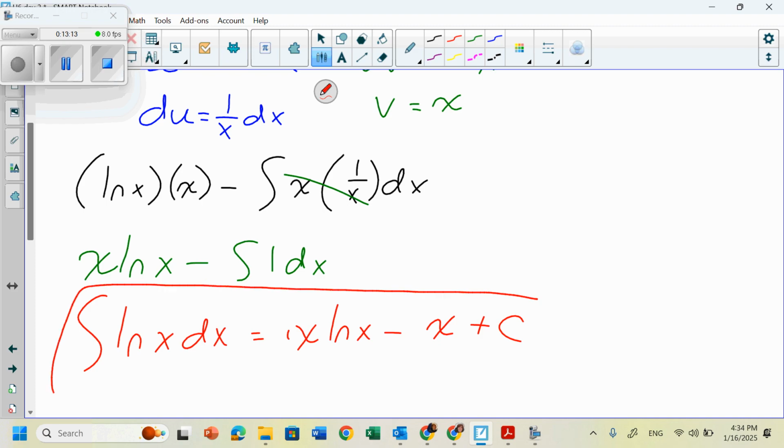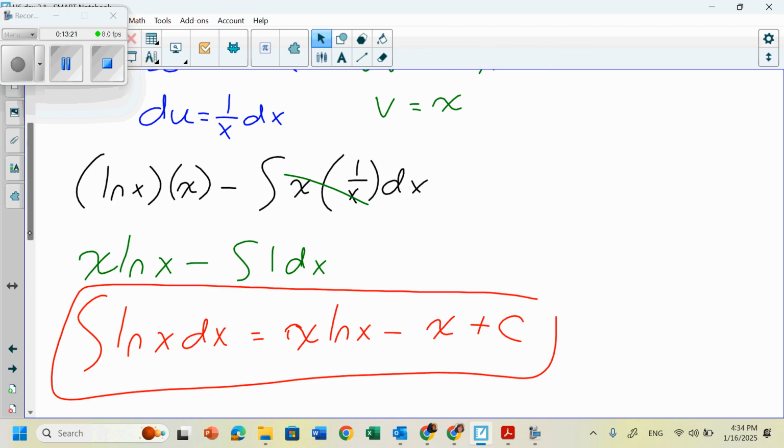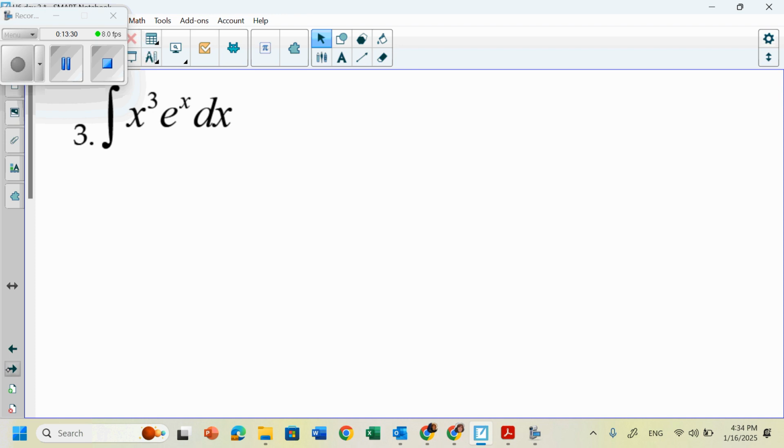We're going to get a little more complicated. And here we go. Number 3 says the integration of x cubed e to the x dx. Again, not really nice, but we can do this.